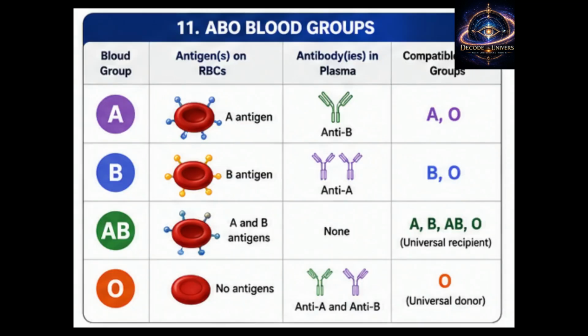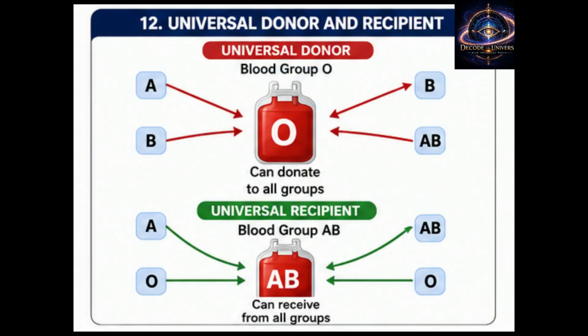Q12. What is ABO blood grouping? ABO grouping is based on presence or absence of A and B antigens on RBCs and antibodies in plasma. Q13. Which blood group is universal donor? O blood group is called universal donor. Q14. Which blood group is universal recipient? A blood group is called universal recipient.